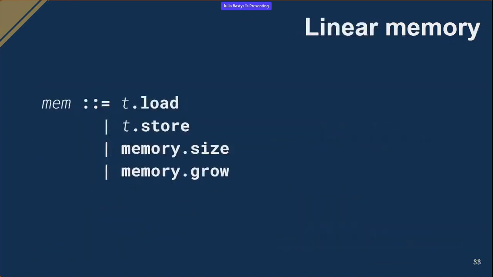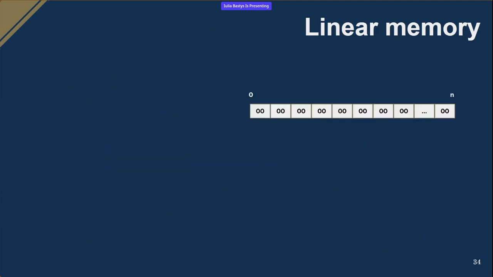Now, we said that WebAssembly has a linear memory. The memory operations are the following. We have read, we have write. We can query the size of the memory, and we can also dynamically grow the memory. But in this talk, we are going to look only at the read and write.